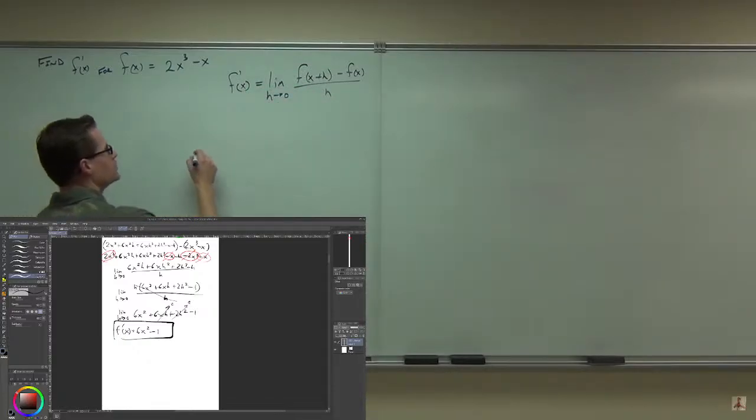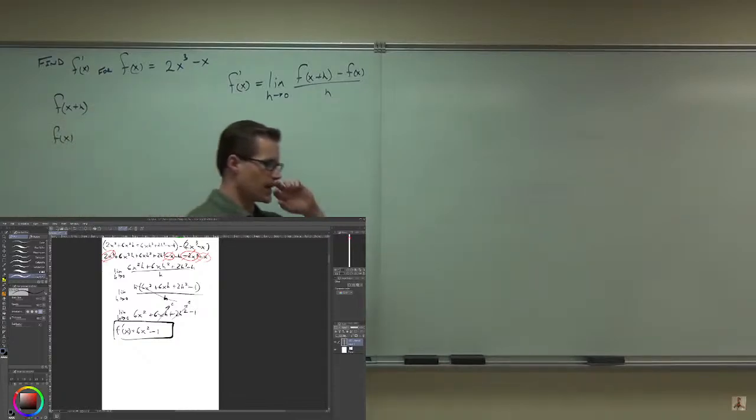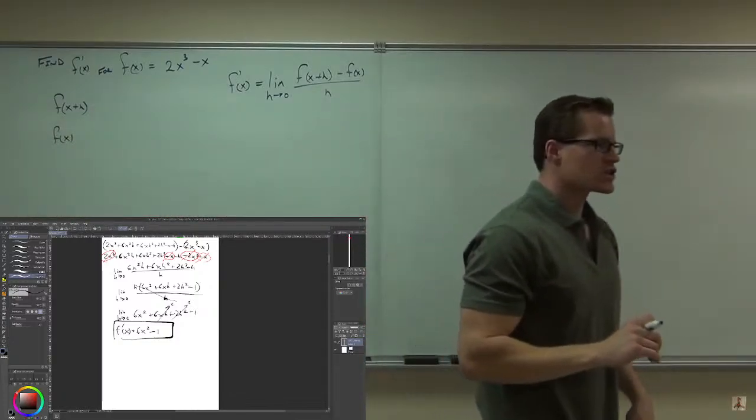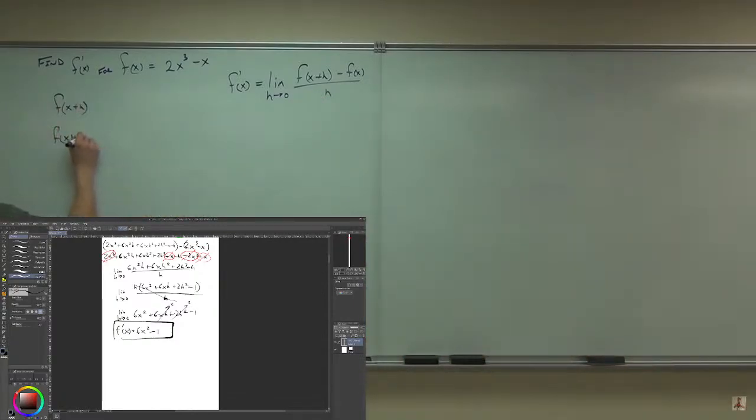What I've told you to do is find f of x plus h and find f of x before you fill it out. Find that off to the side. So my question is, can you tell me what is f of x in our situation right here? We'll start easy. 2x cubed minus x. Good.